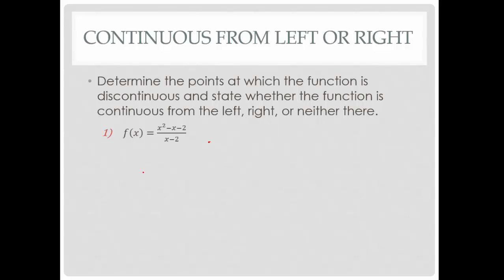We need f of 2, we need the limit as x approaches 2 from the left, and we need the limit as x approaches 2 from the right. So these are the 3 pieces of information we already had. In order for the function to be continuous from the left, what we would need is the limit from the left to be the same as f of 2. Is that the case? No, so it's not continuous from the left.